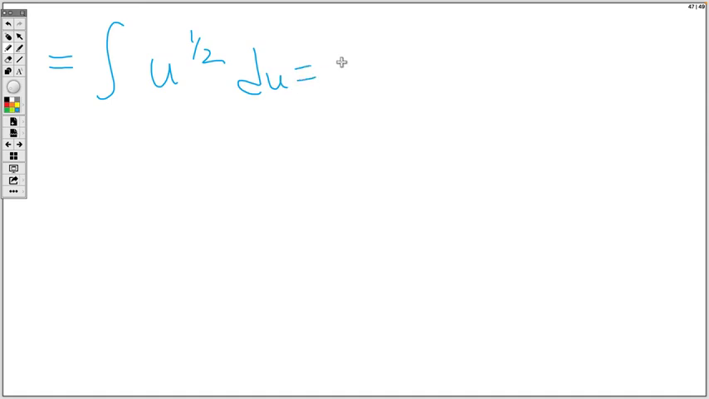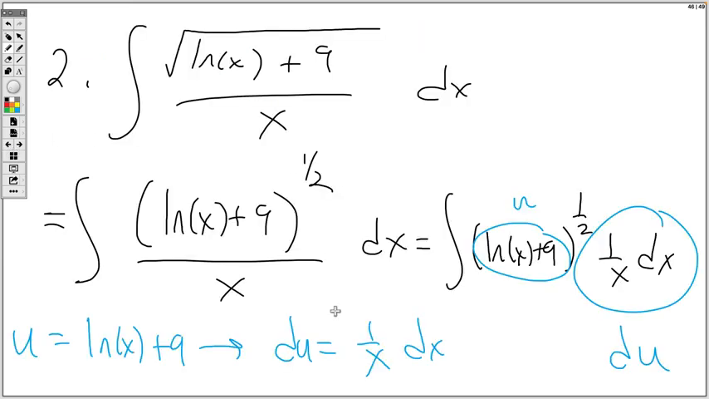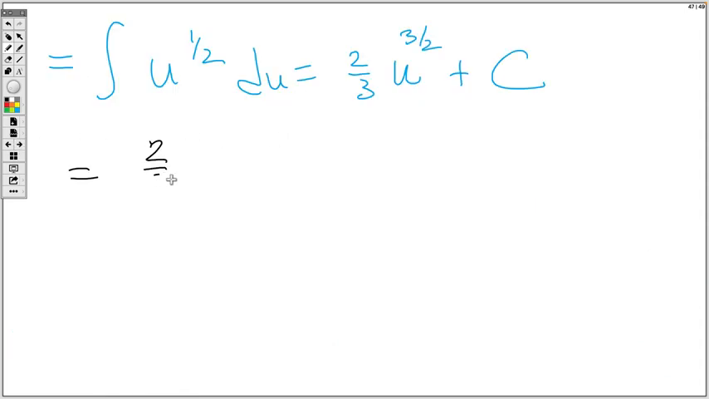So how do we integrate u to the 1/2 du? The exponent gets promoted. We add 1 to it, and that's going to give us an exponent of what? 3 over 2. We divide by that new exponent. That means we flip it over to get what? 2/3. This is an indefinite integral, which means we need to get it back to the original variable. U is holding the place for what? Natural log of x plus 9, so 2/3 natural log of x plus 9 to the 3/2 plus c.